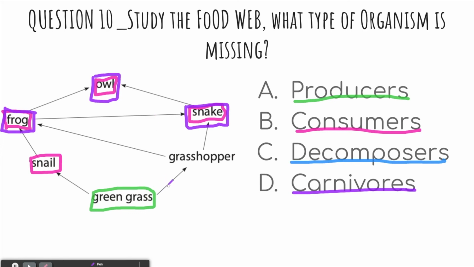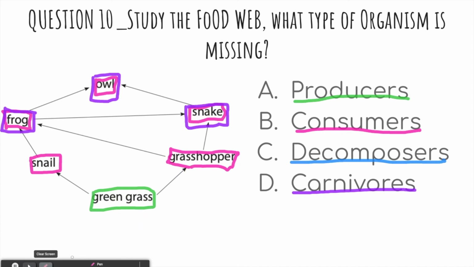But there's still one organism who has not been identified. This grasshopper is eating grass. It is consuming grass. Since it is consuming grass, it is only a consumer. It is not a carnivore because it is not eating meat. It's an herbivore, but it is still a consumer.